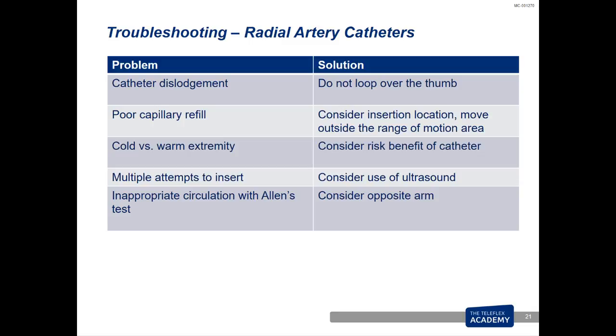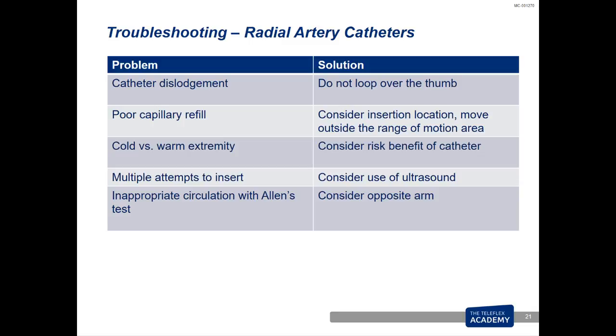So one is catheter dislodgement. The primary cause of catheter dislodgement is securement or poor securement of the exit site or management, but also the looping of the tubing over the thumb. So in your practice today, please consider not looping the tubing over the thumb, and what are you doing for catheter securement? Capillary refill also is a good indicator of circulation.